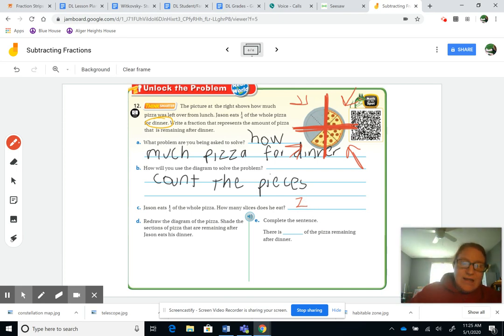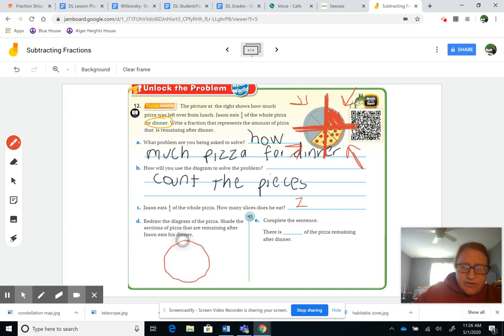Okay? D says redraw the diagram of pizza. Shade the section of pizza that are remaining after Jason eats the pizza. So let's say Jason eats these 2 in the top. How many slices of pizza are left over? 3. Okay, so we have to redraw it.